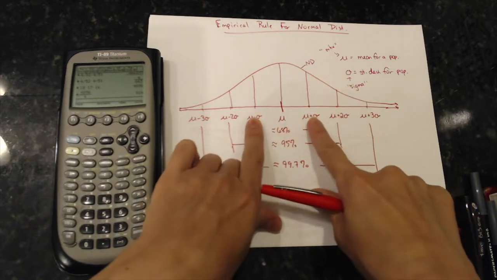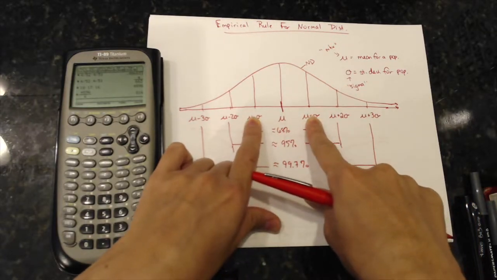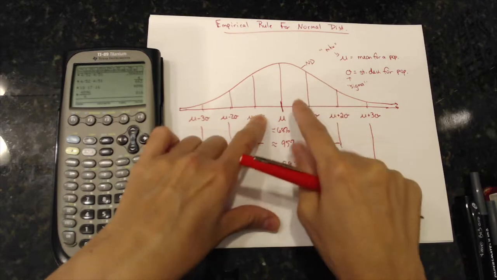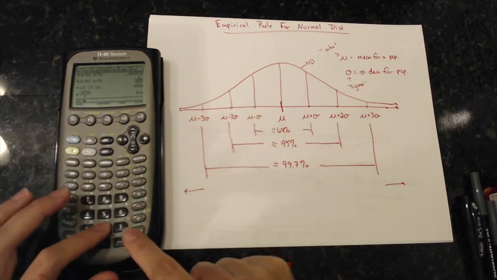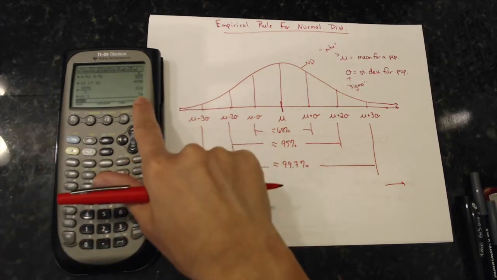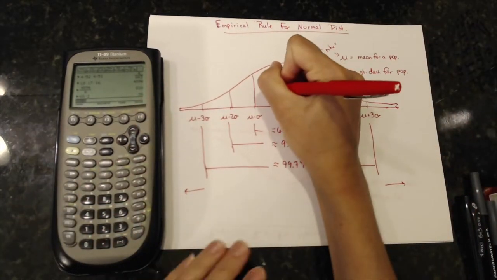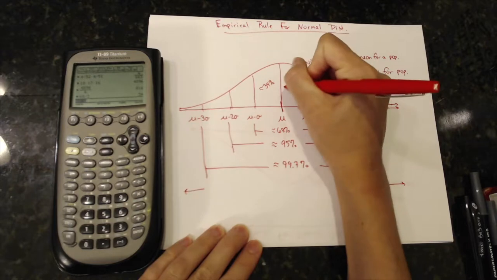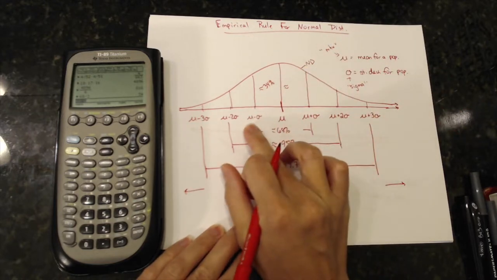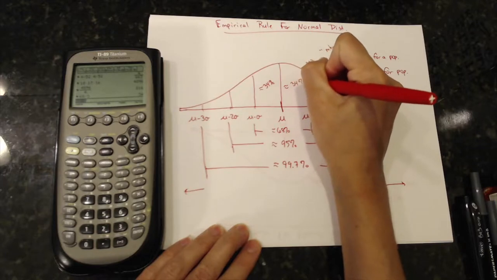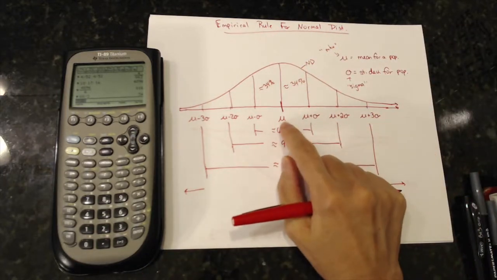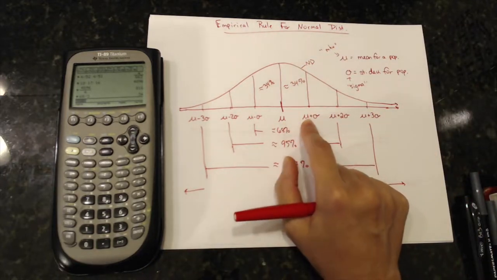So if 68% is between here and here, and this is of course symmetric, so this area is equal to this area, then if I cut 68 in half, 68 divided by 2 is 34, then I would say approximately 34% of all my data values lie between one standard deviation below the mean and the mean, and approximately 34% of all my data values lie between the mean and one standard deviation above the mean.